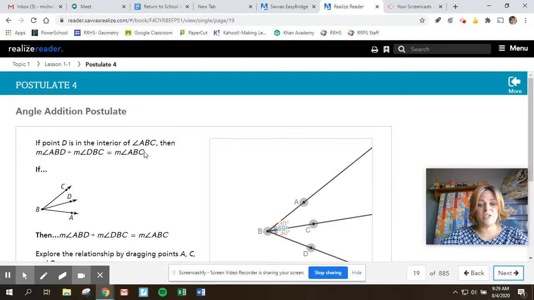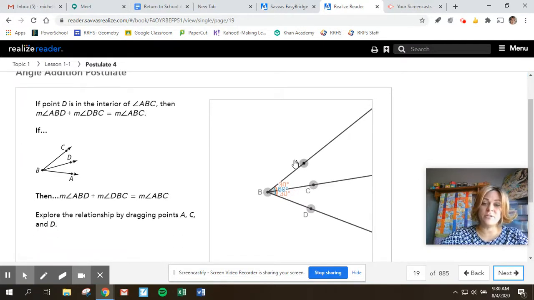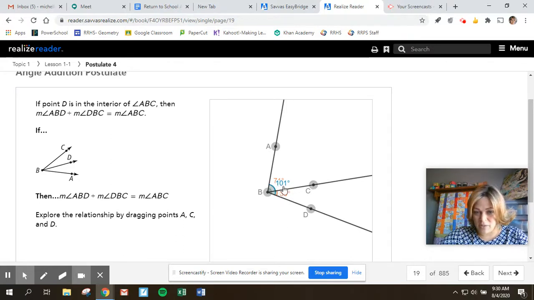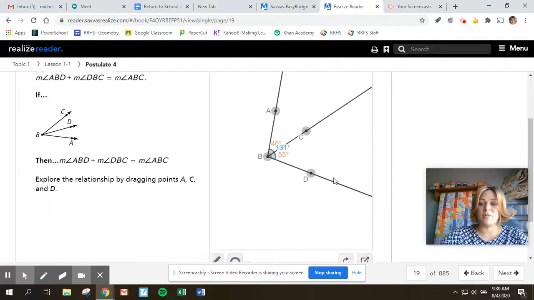All right, angle addition postulate. Again, it's the same idea as the ruler, where you can manipulate a segment. So if you make ABD, this angle, larger, basically in blue, the 101 doesn't change, but the interior measurements of the angles do change, but still add up to the total. So feel free to manipulate that.